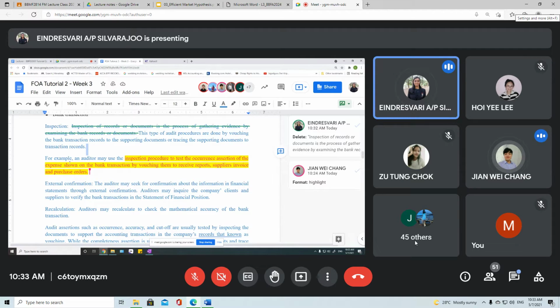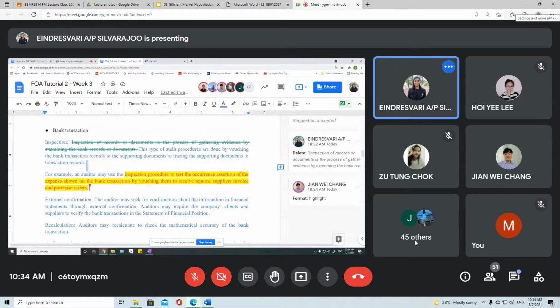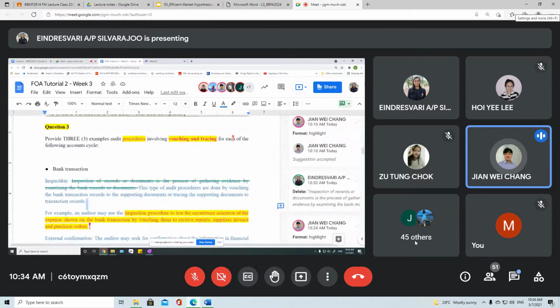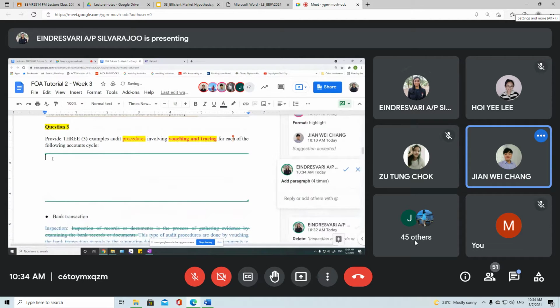Yes, I see. Okay. So for example, an auditor may use inspection procedure to test the occurrence assertion of expenses by vouching them to receiving report and supplier invoice. So what is the source document? What is the accounting records? The source document is the invoice.